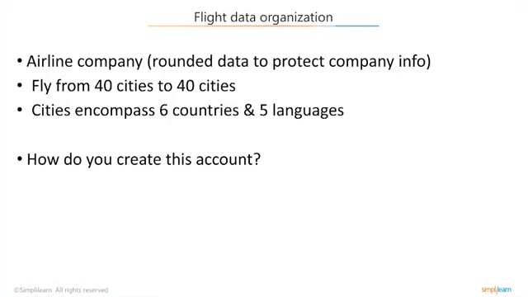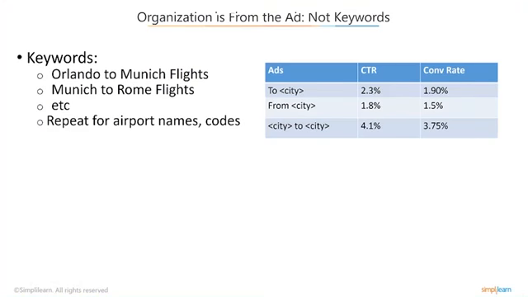And so their question really was, if we have keywords like Orlando to Munich flights or Munich to Rome flights, can we put in just the city they're flying to? Can we put in the word from the city they're leaving from? Do we have to put in both the originating city and the destination city? Because if you can put in just the city they're going to, all of a sudden you keep your ad groups down much, much smaller. As soon as you have to do the destination and the originating city, you've essentially increased all your ad groups by 40-fold.